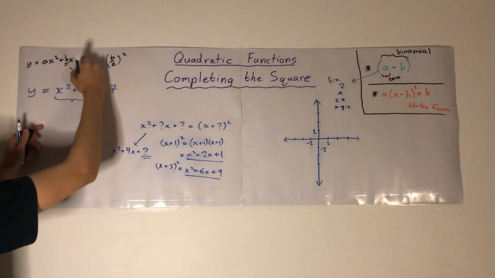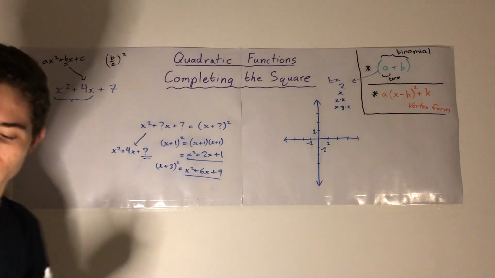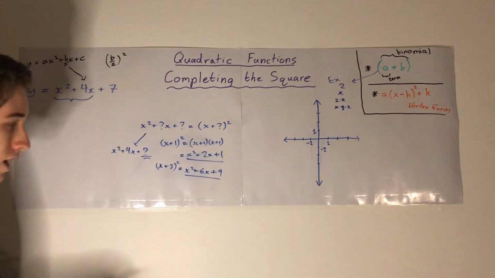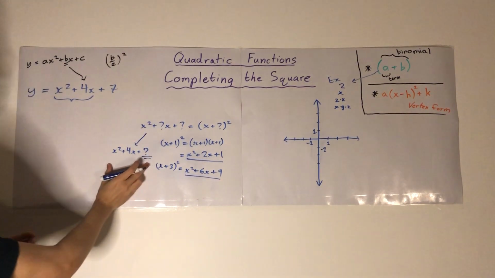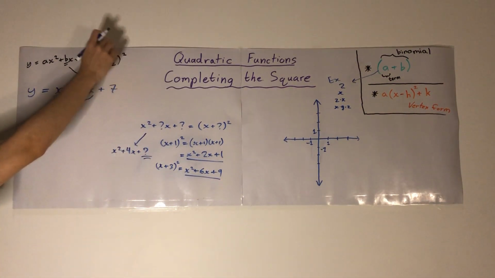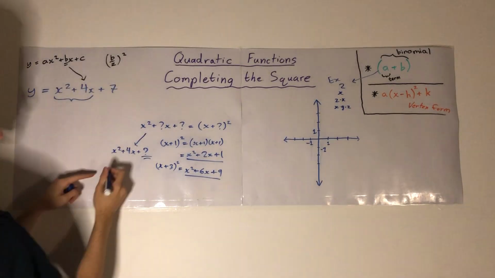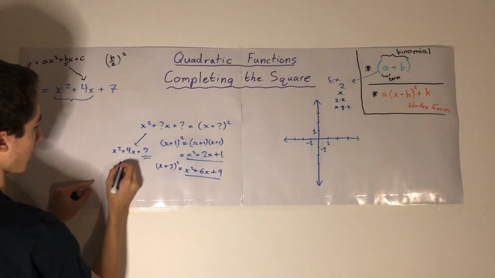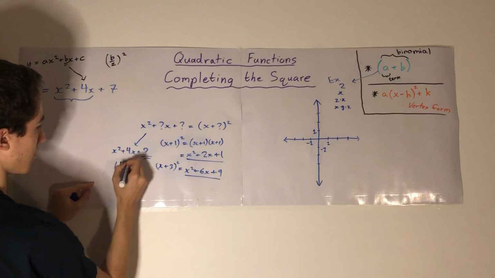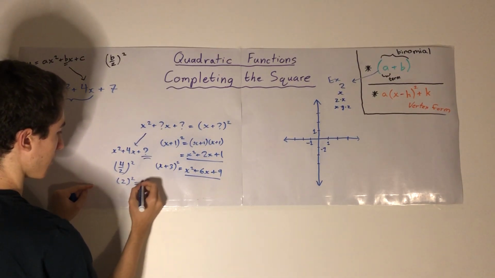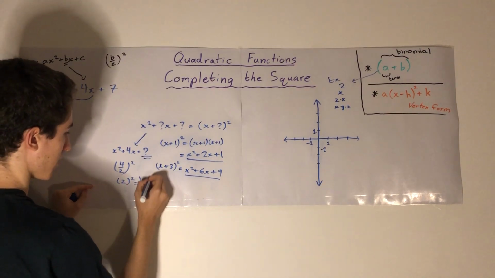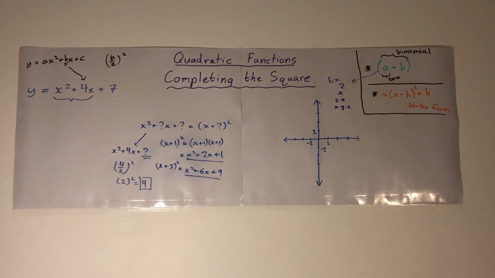In this case, that is 4. So, to find this last number that we need to add to create the perfect square trinomial, we need to use this formula. Since b is 4, we can take 4 over 2, squared. 4 over 2 is 2. 2 squared is 4. So this is the number that we're going to add to create our perfect square trinomial.